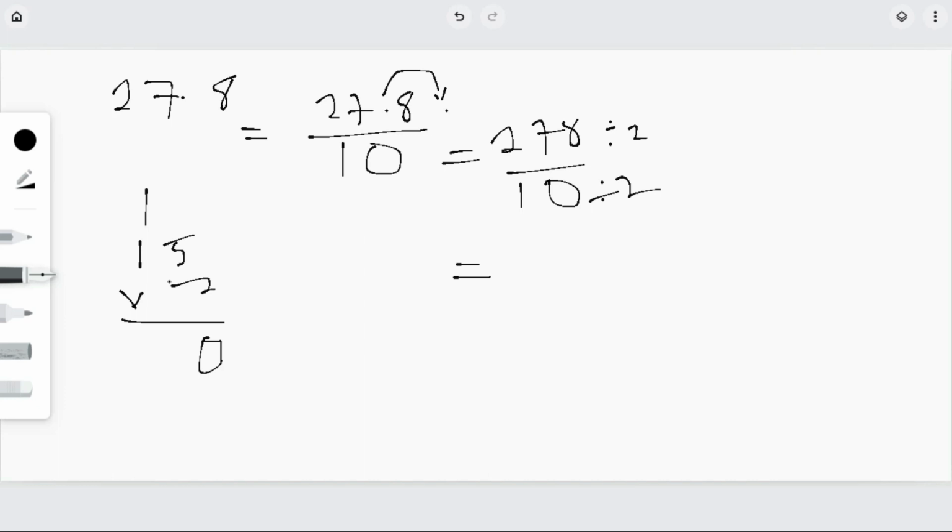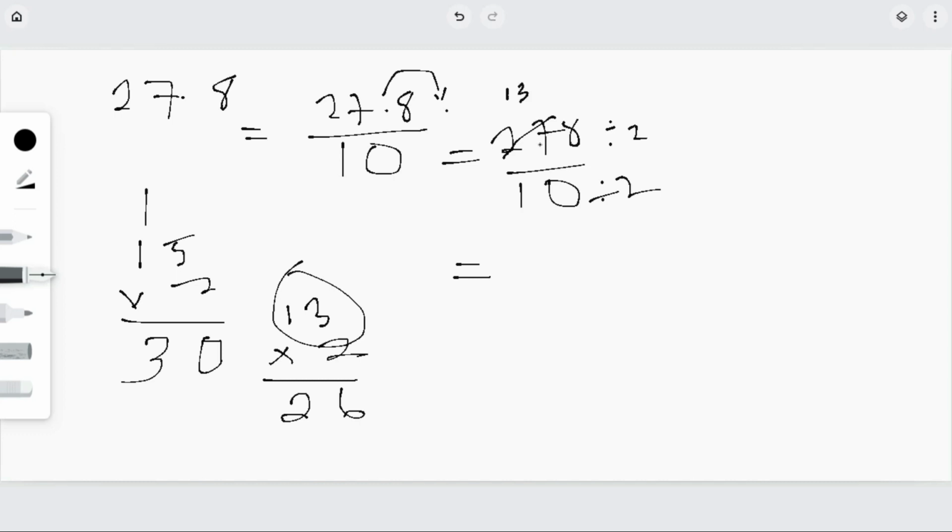Definitely we are going to reduce this. So let's say 13 times 2. Yes, 2 times 3 is 6, and 2 times 1 is 2. Definitely we are going to use 2 here. That means we are going to use 13. How many 2s can you see in 27? That's 13, remainder 1. So 2 in 18 now, that's 9. So we now have 139 over 5.